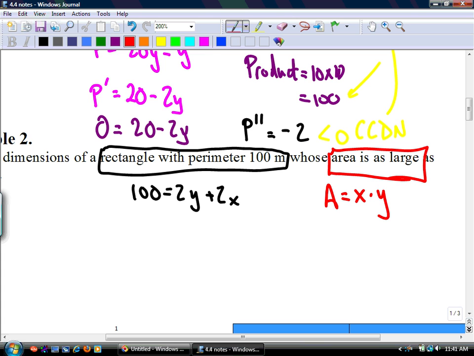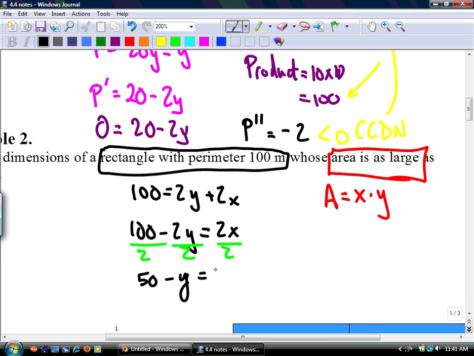Ooh. So we've done the question. Now we're off to pick a variable, x or y. x. Okay. Solve for x. Make it x equals... 100 minus 2y equals 2x. Divide by 2, divide by 2, divide by 2. 50 minus y equals x. The area formula becomes 50 minus y times y.